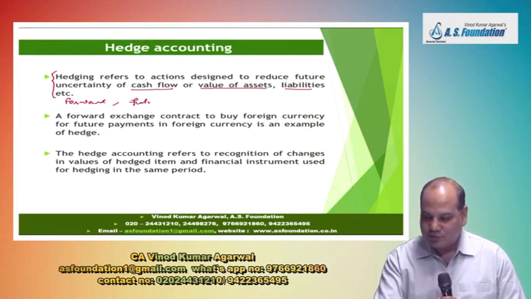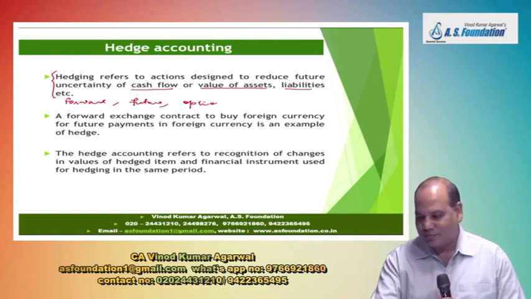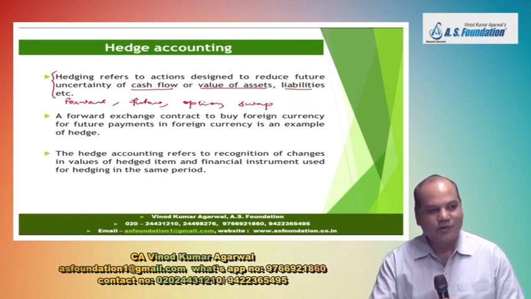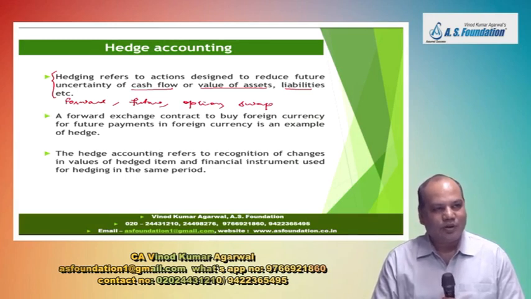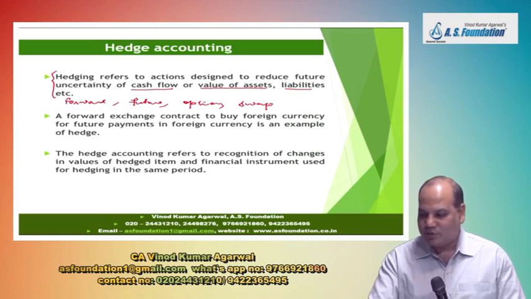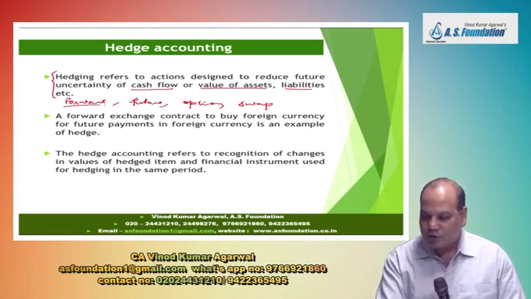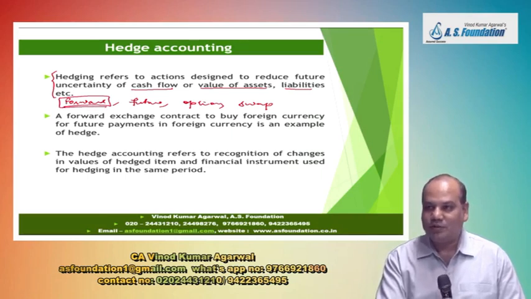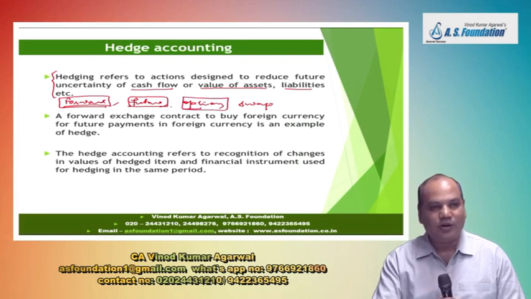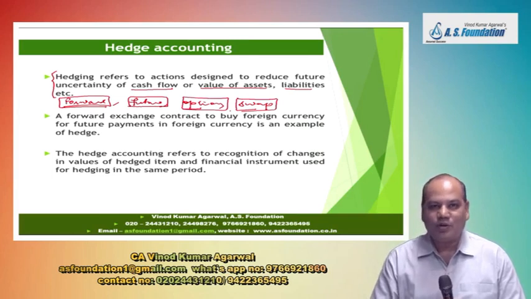Forward, future, option, currency swap, interest rate swap, and there are some more advanced products, but we will discuss this much only. What is a forward contract we have discussed? A contract to buy a specified quantity at a specified price on a specified date. Future is also a similar contract, but it is traded on an exchange. Option is a right but not the obligation to buy or sell. Swap means to exchange one stream of cash flows against another stream of cash flows.